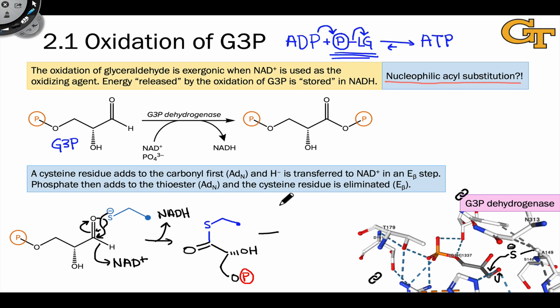At this point, phosphate enters the picture, and phosphate is nucleophilic enough to displace the cysteine residue to form the final product. And so what's happening here is just a nucleophilic acyl substitution. One of the phosphate oxygens adds into the carbonyl carbon, nucleophilic addition, and then beta elimination of S- actually gets the original ionization state of the enzyme back, gets the free cysteine back, and generates this product.